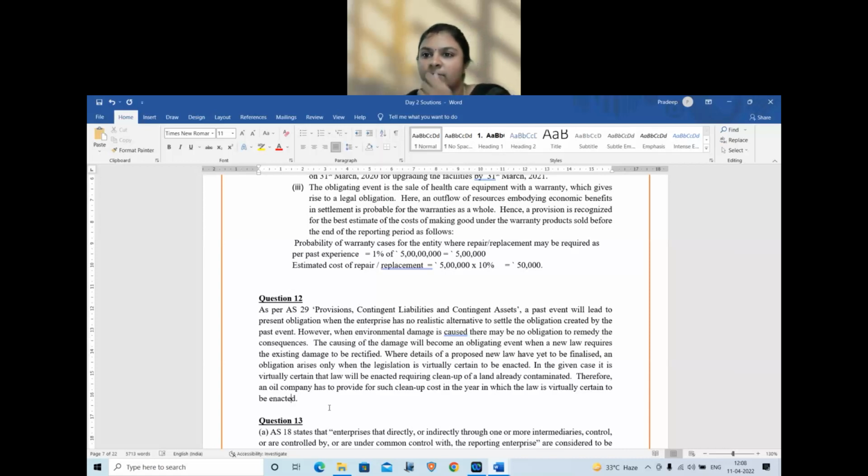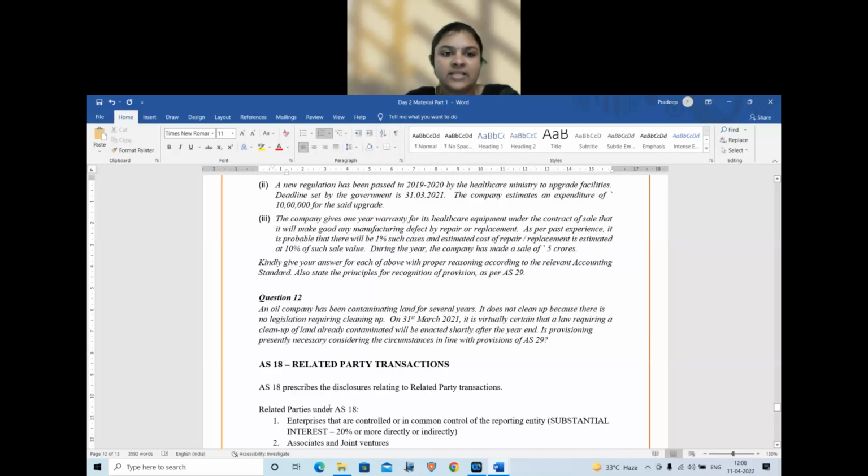Once again, what will be the answer if fines are imposed? In question number 11, she is asking what the answer will be if fines are imposed. Even if fines are imposed, the obligation is present only from the date of imposition of the fine. Till then there is no obligation. Am I clear?